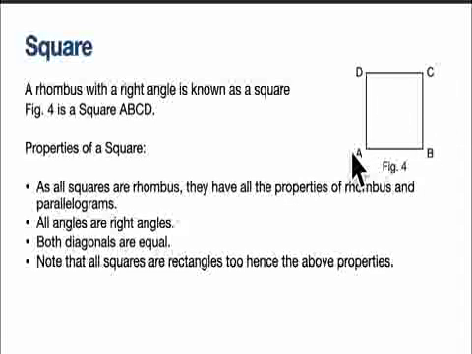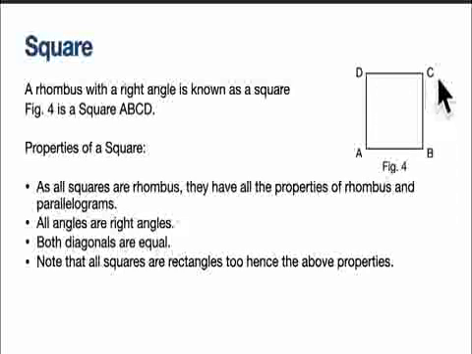Why are both diagonals equal? Both diagonals are equal because a square is also a rectangle. What was the definition of a rectangle? A rectangle was a parallelogram with a right angle. So a square is also a parallelogram because a square is a rhombus and a rhombus is a parallelogram. So a square is also a parallelogram and it has a right angle. So it follows the definition of a rectangle also. Hence, as a rectangle has both diagonals equal, a square also has both diagonals equal.